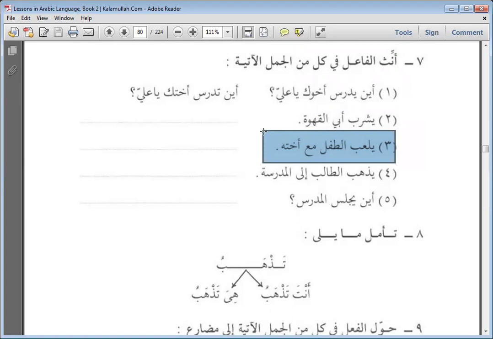At-tiflatu. The ta marbuta is added to the word at-tifl, right? So you get at-tiflatu, alif lam ta with a shaddah, fa lam, ta marbuta. All right, a single dhamma on the ta marbuta, because we have alif lam, so you can't have tanween if you have alif lam on the same word, right? So it's tal'abu at-tiflatu ma'a ukhtuha, because we changed tifl to tifla. So you change the hu to ha. Okay, her sister. All right.